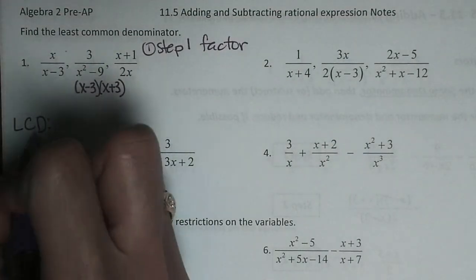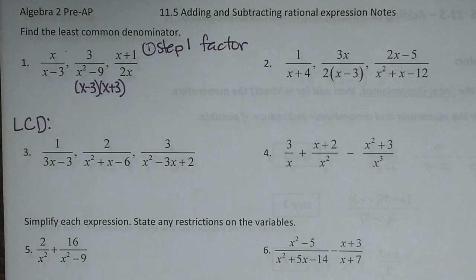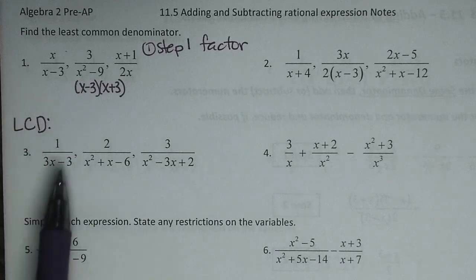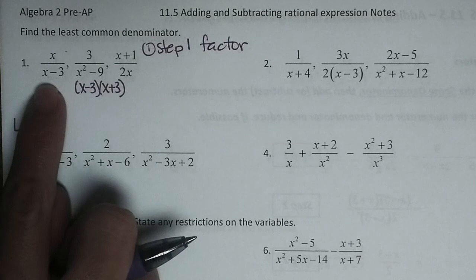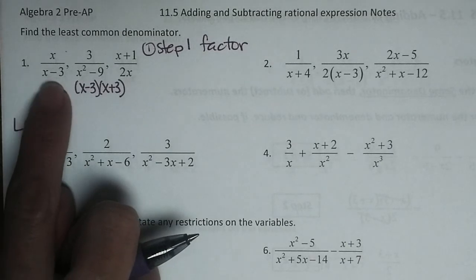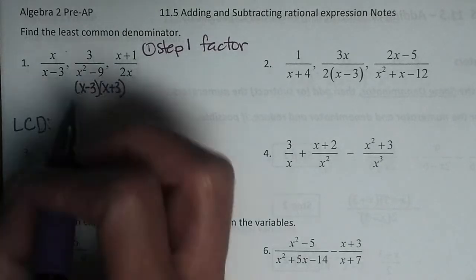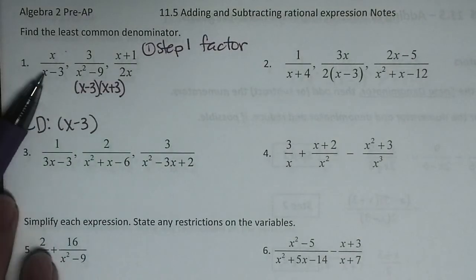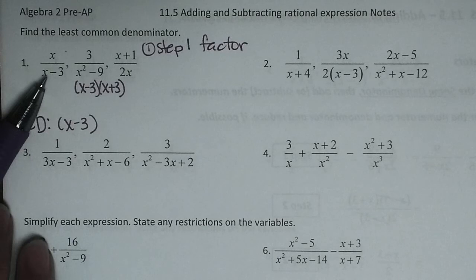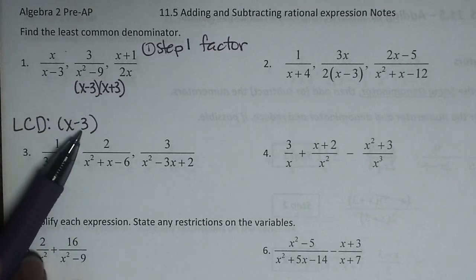LCD, least common denominator. Let me show you what I do to find the least common denominator, and I'll try to explain it the best way I can. But your answer for the least common denominator, the way I do it, I look at the first fraction, and that denominator here, x minus 3, that's always going to be part of your least common denominator. So whatever factors are on the first denominator, that's going to be part of your answer.